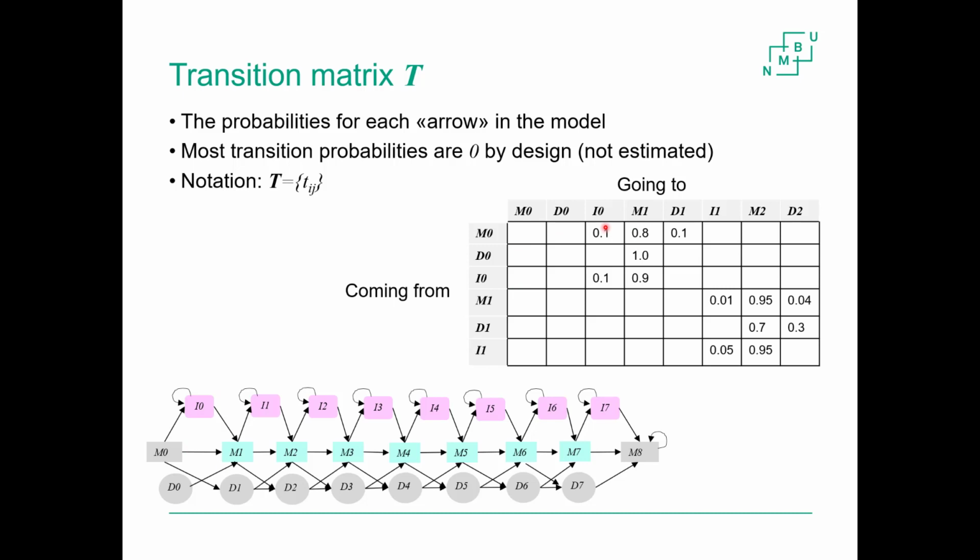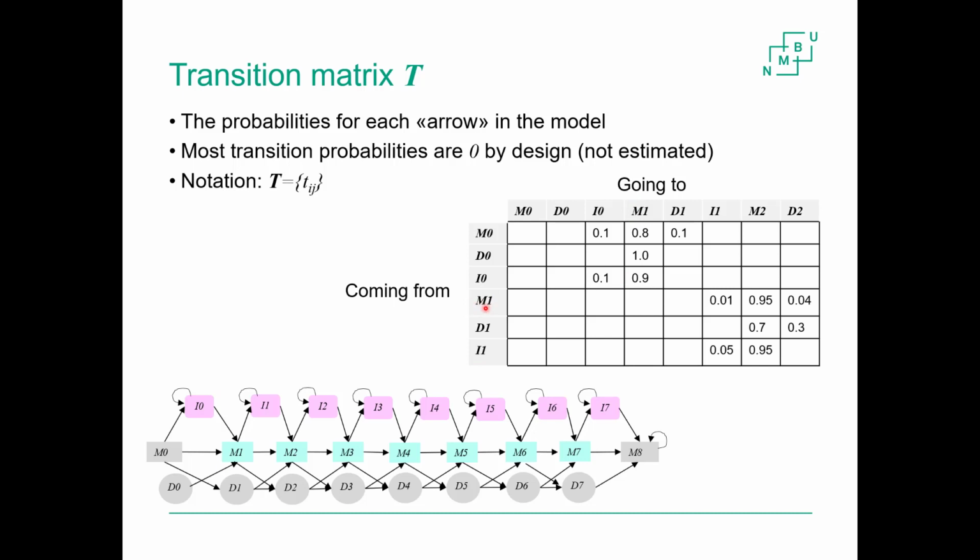And then if you are in I0, then you go down here, you are inside this box. How can you go out of this box? Well, there are 2 ways. You can either follow this arrow and go back to the same box again, or you can go down to M1. And that's exactly what we see here. From I0, you can also go back to I0 with a small probability. And the most likely is that you go into M1. So this is how you read the transition matrix.